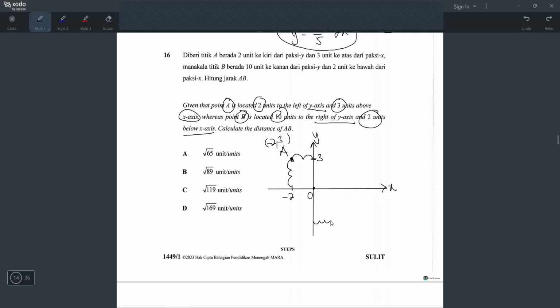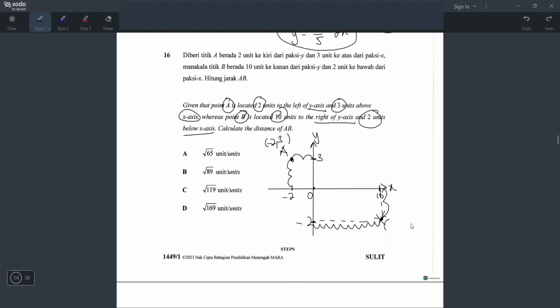So 1, 2, 3, 4, 5, 6, 7, 8, 9, 10. Oops. Let's do one more time. 1, 2, 3, 4, 5, 6, 7, 8, 9, 10. So definitely this is 10, yeah. And then it says 2 units below the x-axis. So this is actually 2 units below the x-axis, right? It means that here must be negative 2, right? Why negative? Because below, right?